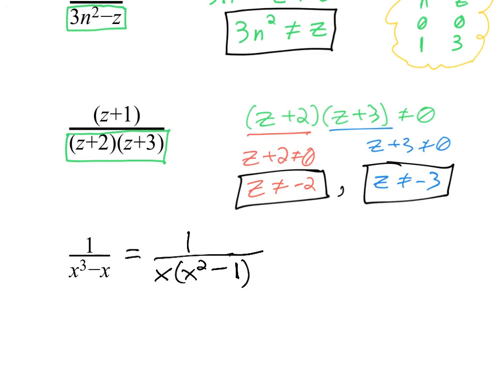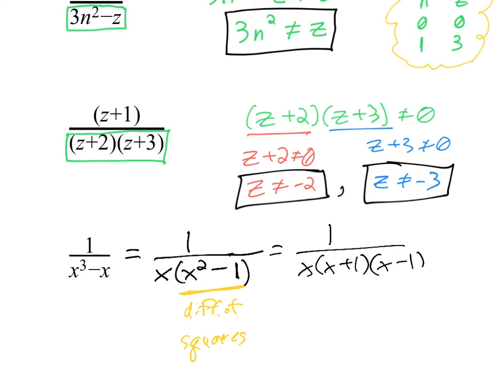So this is equivalent to x times x squared minus 1. Note that x squared minus 1 is the difference of squares. So this one will factor further. So this is x times x plus 1 times x minus 1. So what are the restrictions? Well, we know that this denominator is not allowed to be equal to 0.